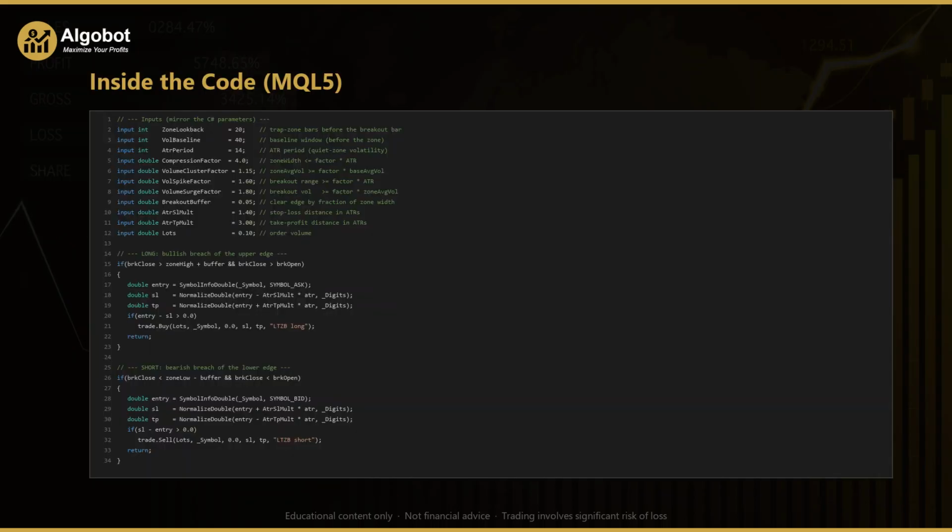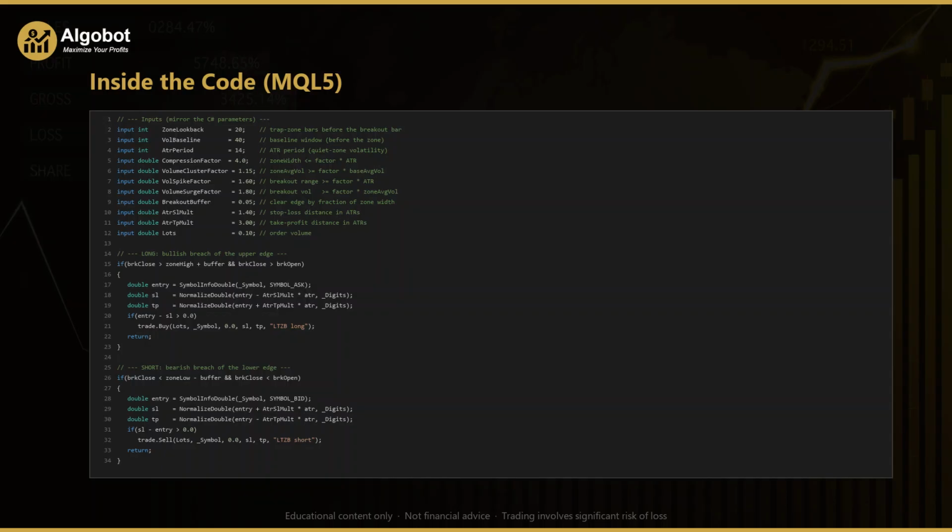Let's look at the actual MQL5 code running inside the Expert Advisor, shown here as it appears in MetaEditor. At the top are the input parameters, and these mirror the strategy's settings exactly. You can see zone lookback set to 20, volume baseline set to 40, and ATR period set to 14. Below them are the tuning factors: the compression factor of 4, the volume cluster factor of 1.15, the volatility spike factor of 1.6, and the volume surge factor of 1.8. Finally, the stop and target multipliers, 1.4 and 3, control the stop loss and take profit distances in ATR units.